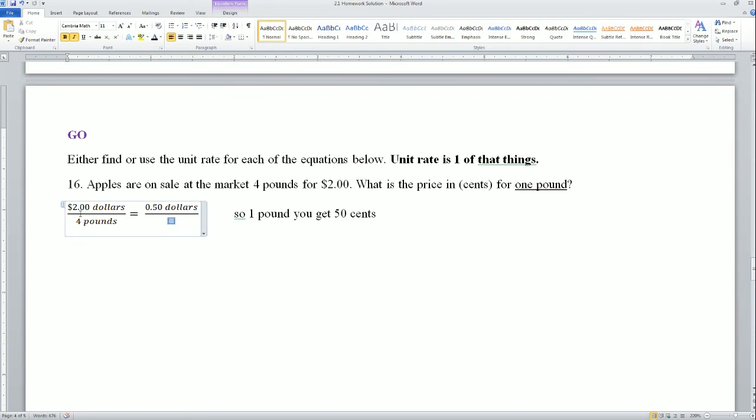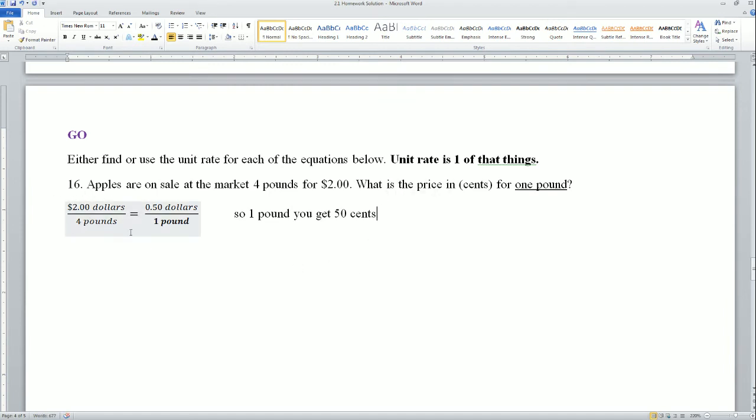If you plug this in your calculator right now, you'll see it's 0.5. That is dollars. Again, it's any number just over 1, and the unit for that was pounds. So for 1 pound you get 50 cents. Does that make sense? Okay, because at 2 pounds you get what? $1. Then at 3 pounds you get 1.50. Then at 4 pounds you get what? 2. You see? Does that make sense? Good. All right, so that is how we find the unit rate.